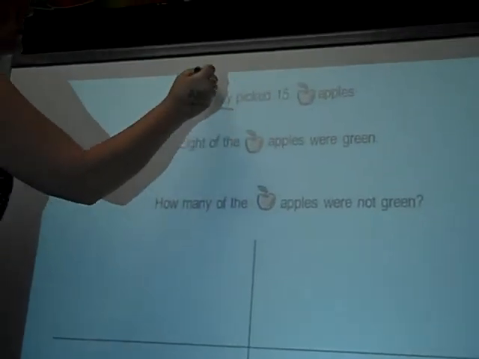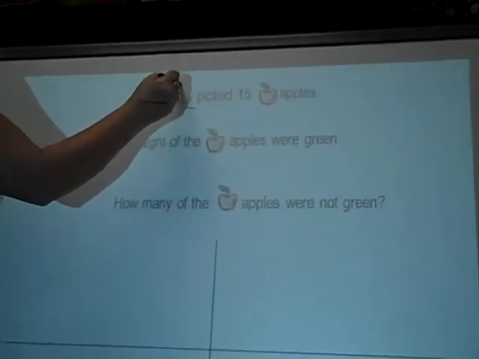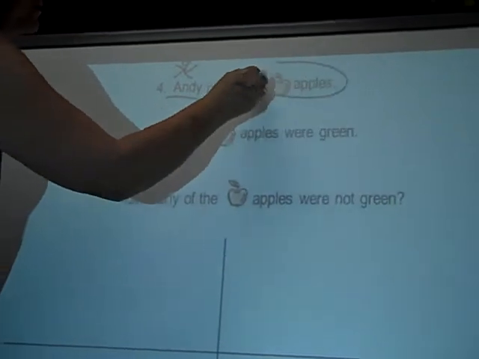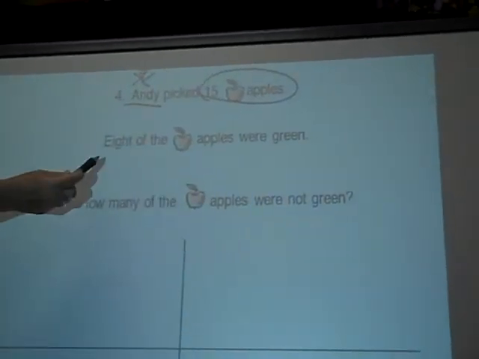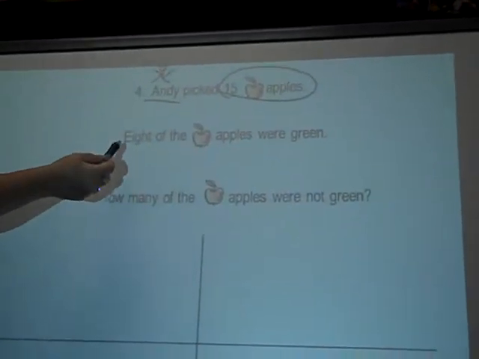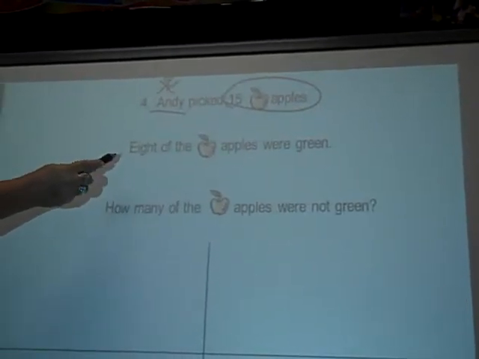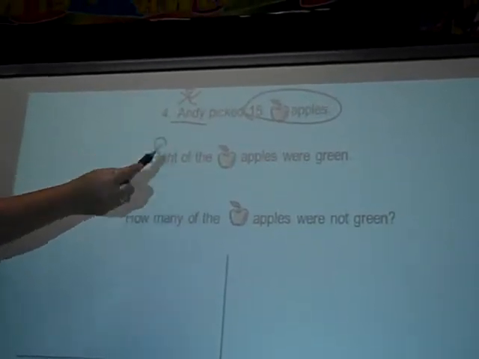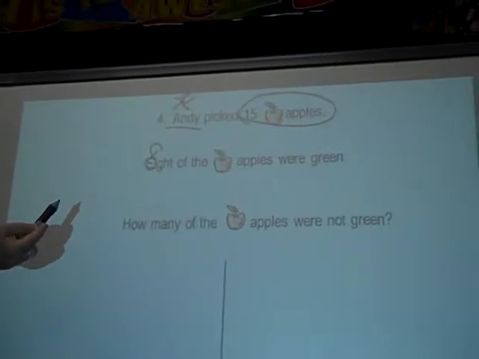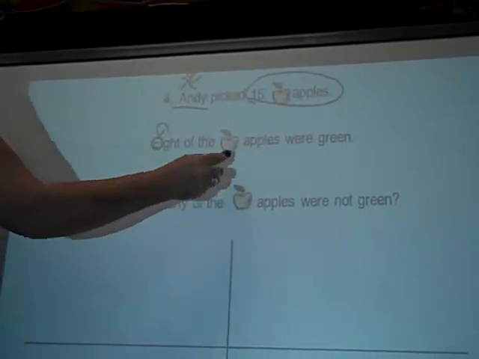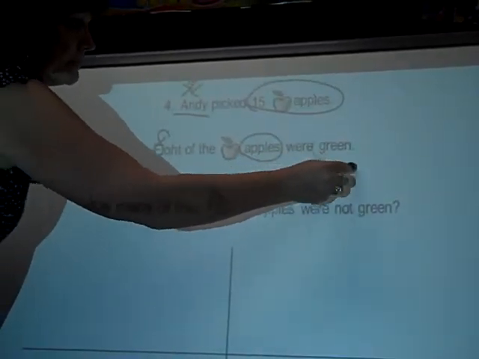So we've got our person, and then we circle the information. Then we have 8 of the apples were green. You hear 8, but you don't see the number 8, so we have the children label. We match the number word to the number of the apples were green.